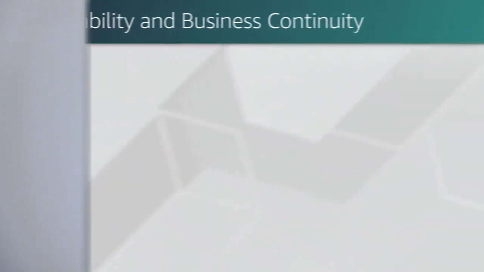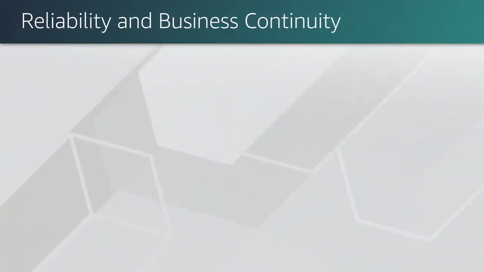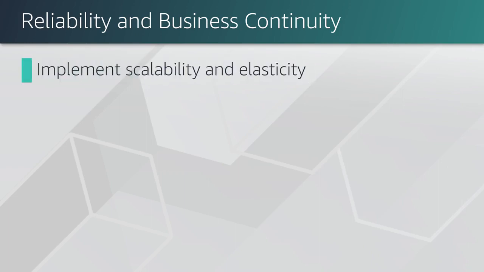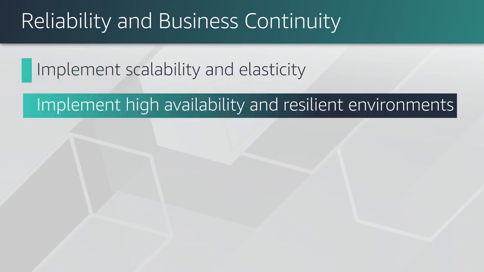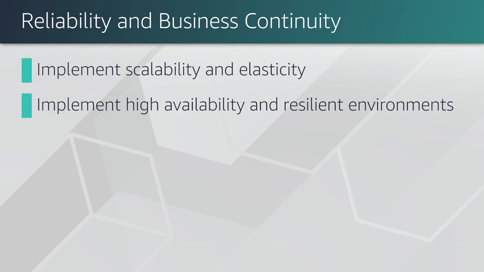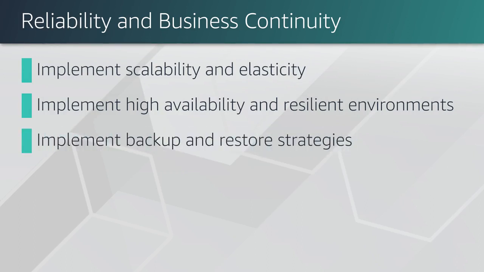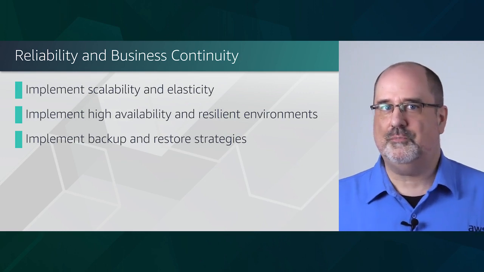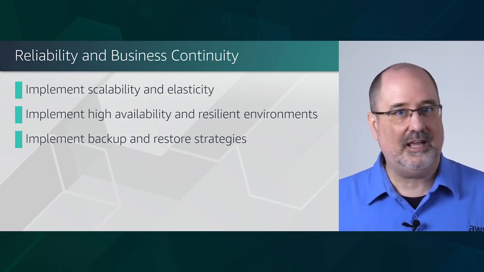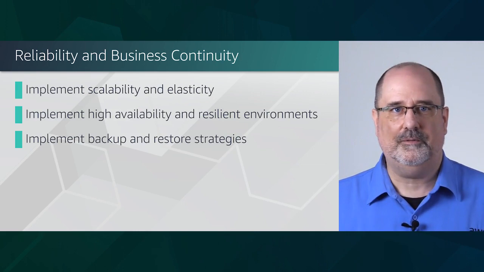Reliability and business continuity is officially broken down into 3 subdomains. Implement scalability and elasticity, implement high availability and resilient environments, implement backup and restore strategies. Which means you will see questions from all 3 subdomains in your exam, so let's break them down.